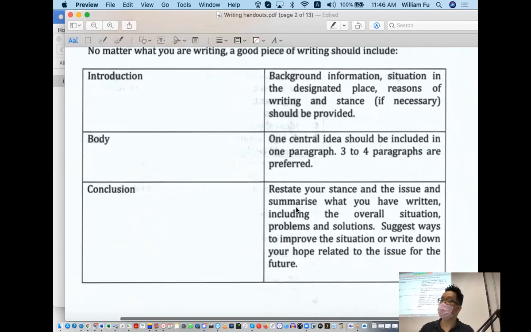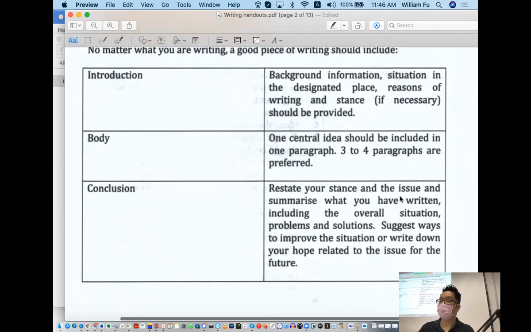So for the conclusion, you need to restate your stance and the issue and summarize what you have written, including the overall situation, a bit of background, problems, solutions, and then suggest ways to improve the situation and write down your hope related to the issue for the future. Now, the best way is to end your essay with a question. Why a question? It makes the readers think. Yes, make the readers think. Do you want your future generation to suffer because of our deeds? This means behavior. Okay, something like this.